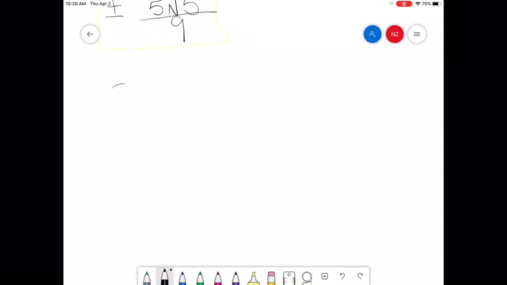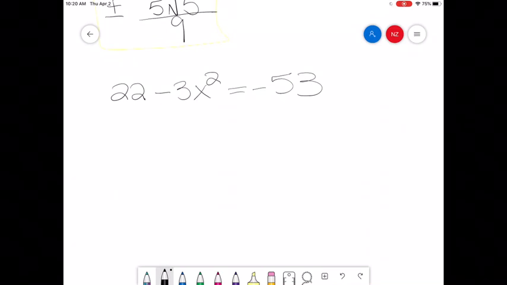So I have 22 minus 3x squared equals negative 53. Think about all of the things that you've learned in solving equations. Numbers to your left, variables to your left, numbers to your right. My variable is already on my left. What I need to get rid of is this 22. How do I get rid of it? Well, it's a positive, so in order to get rid of it, I need to subtract it.